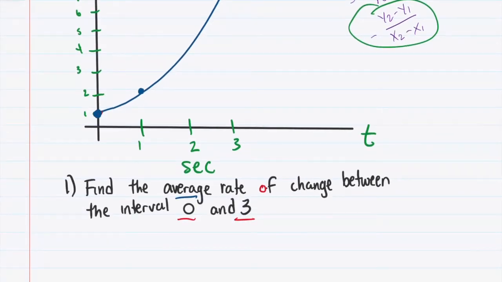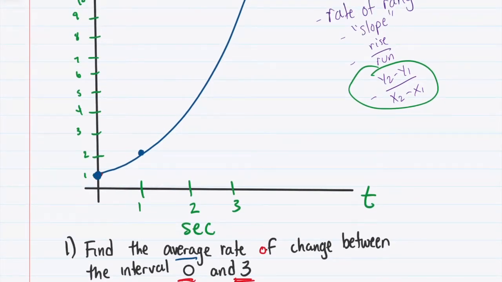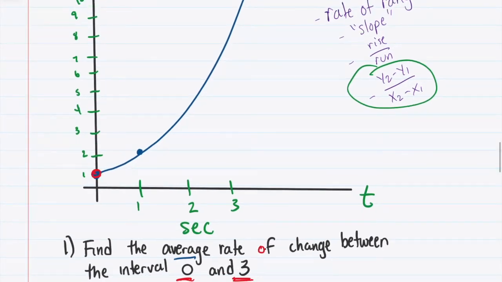When they say the interval 0 and 3, they're basically already telling you the x's. So when my x is 0, it's right there. When my x is 3, I would say it looks more like 6, right? So that would be the point 3, 6. And this would be the point 0, 1. So you found yourself the points.